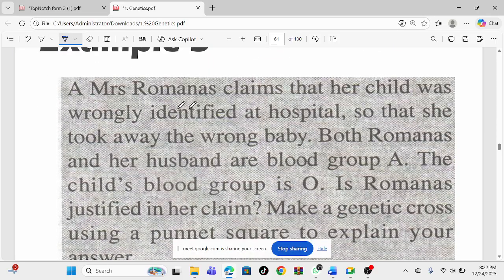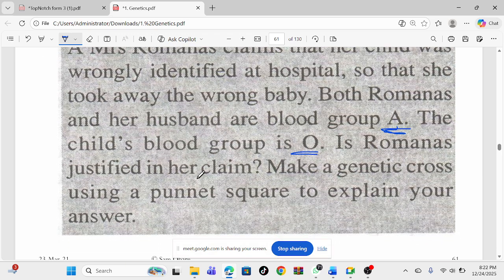So angalia this person, Mrs. Romanas claimed that her child was wrongly identified at hospital, so that she took away the wrong baby. So both Romanas and her husband are blood group A. The child's blood group is O. Romanas justify in her claim, make a genetic cross using Punnett square to explain your answer.